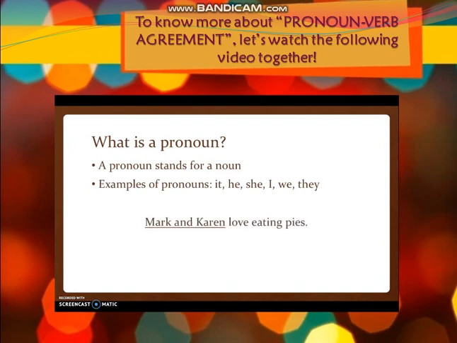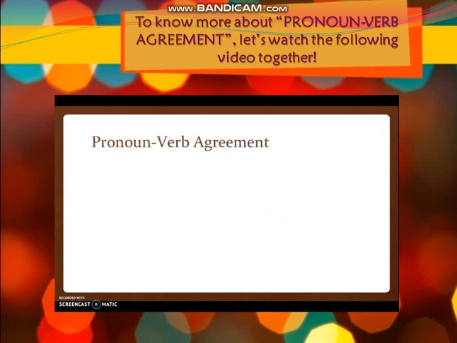Here's a sentence. Mark and Karen love eating pies. Well, what pronoun do you think would best replace Mark and Karen? Think. They, yes. They love eating pies. So instead of saying Mark and Karen, I use the pronoun they to substitute. So they love eating pies. So let's talk a little bit about pronoun-verb agreement. It's going to sound so similar to subject-verb agreement. It works just like subject-verb agreement.